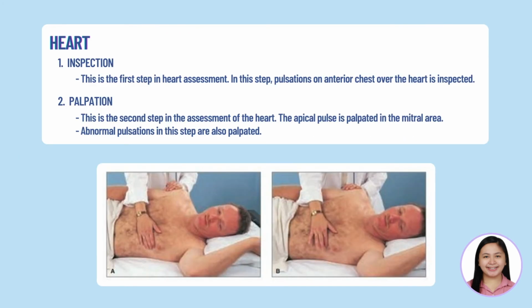Heart. First is inspection. This is the first step in heart assessment. In this step, pulsations on anterior chest over the heart is inspected. Second is palpation. This is the second step in the assessment of the heart. The apical pulse is palpated in the mitral area. Abnormal pulsations in this step are also palpated.